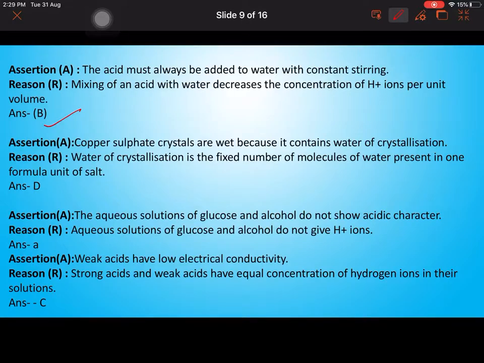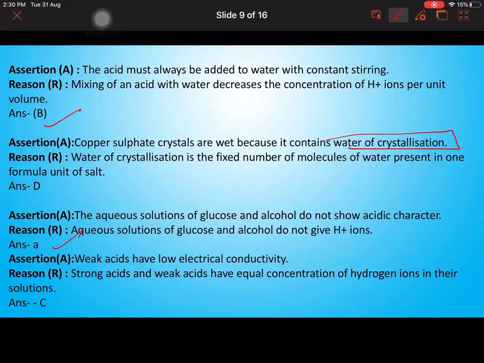Copper sulfate crystals are wet because they contain water of crystallization. Water of crystallization is a fixed number of molecules of water present in one formula unit of salt. So here the first option is wrong. The crystals are not wet even though they contain water of crystallization. So only the R option is correct. The aqueous solutions of glucose and alcohol do not show acidic character, as aqueous solutions of glucose do not give ions. Both are correct, so option A.